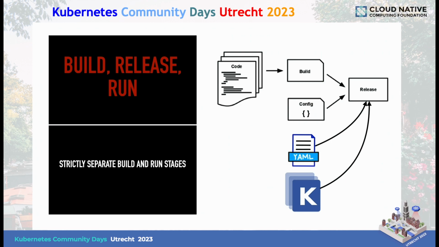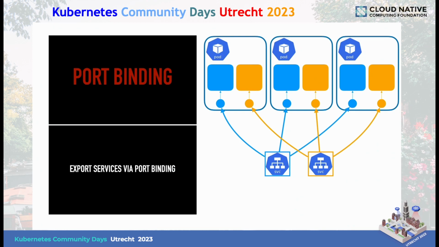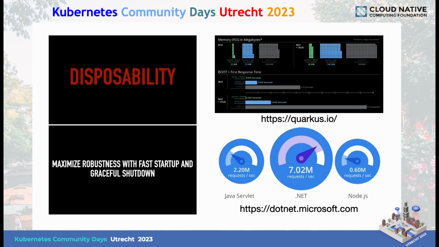So we already have this build config thing aside. We have our YAMLs and Kustomize. So we already have this build, release, run on Kubernetes. And port binding: do you know, we can have multiple services on multiple ports bound to pods. This is never a pattern used by our customers. You should use more services.